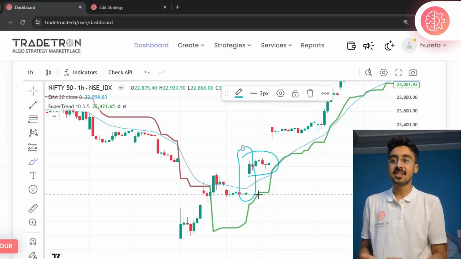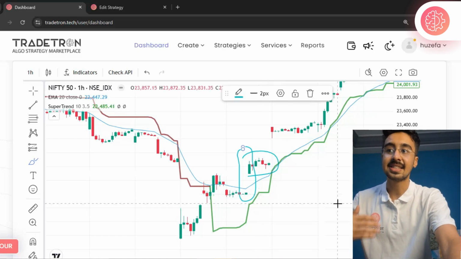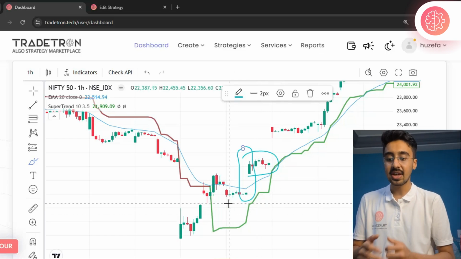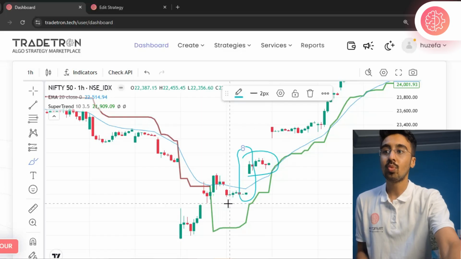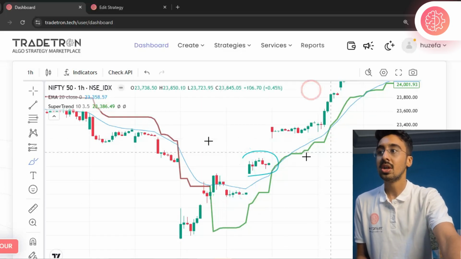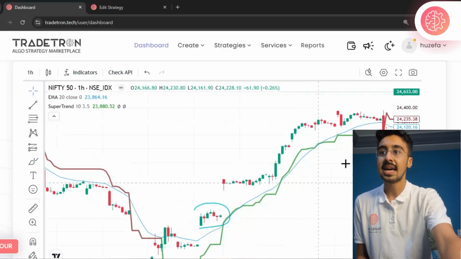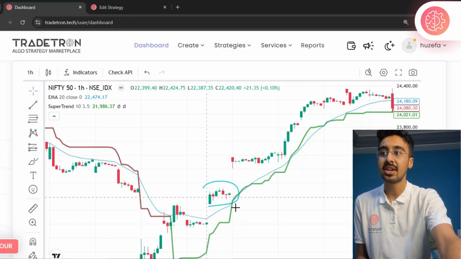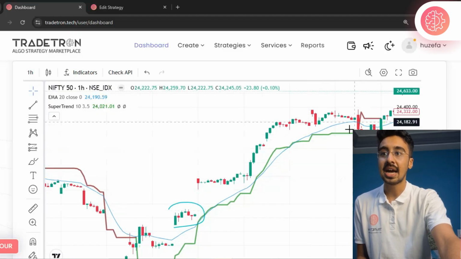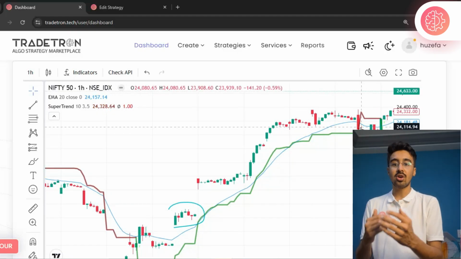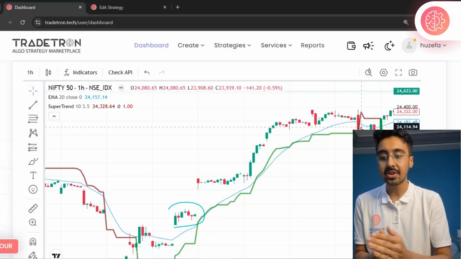Now the exit conditions are basically the exact opposite. For exit, we are just looking at the Supertrend. Whenever the color of the Supertrend changes, which you can see in this case is happening out here. We took our first entry at this point and the color changed at this point. So whenever the color of the Supertrend changes, we are triggering an exit.